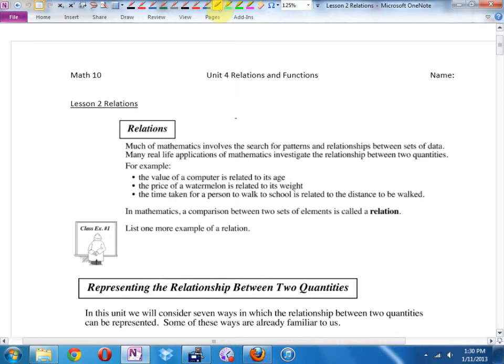In mathematics, a comparison between two sets of elements is called a relation. A rule that relates one thing to another, a comparison. List one more example of a relation.